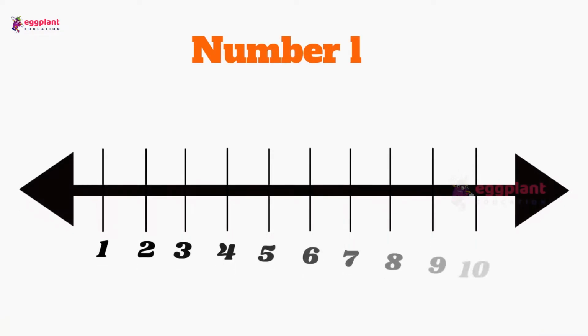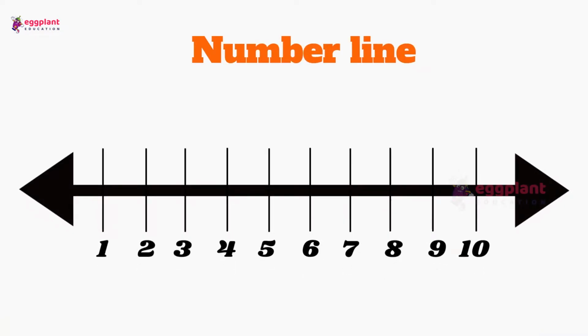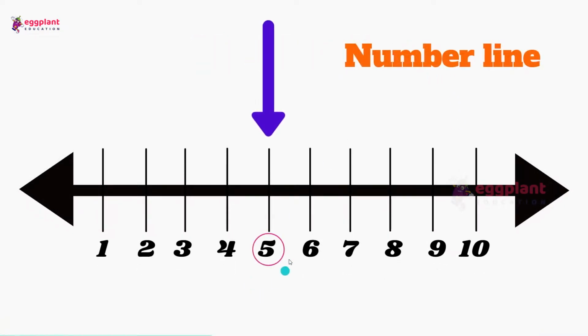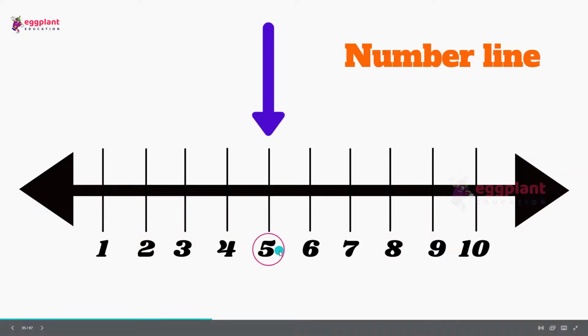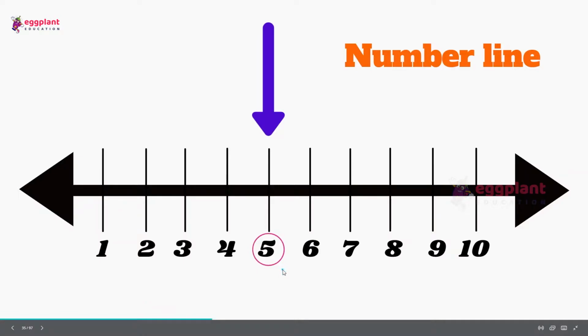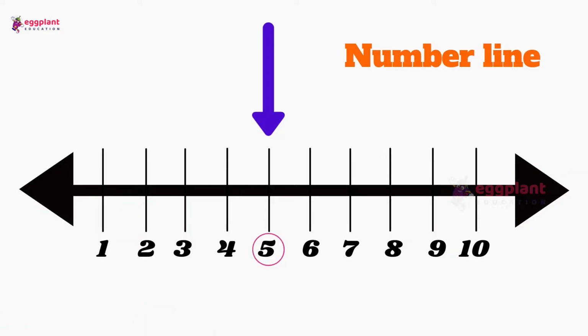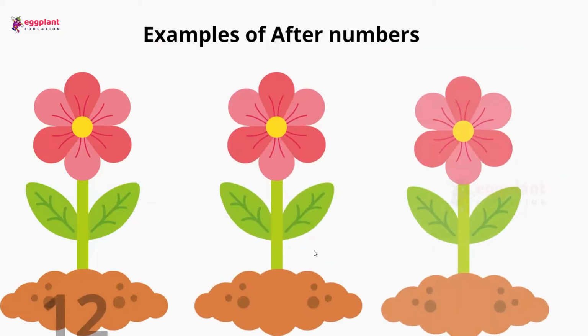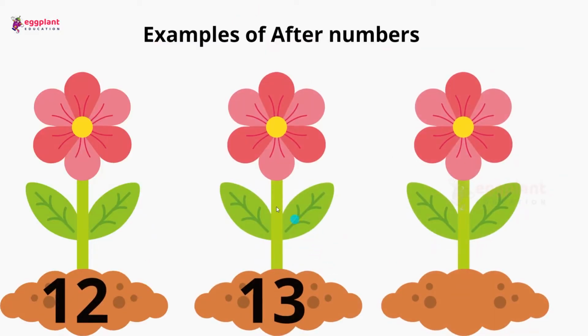We will see some more examples using the number line. Here we go. The given number is 5 here. You all can see, the given number is 5. So, you're going to tell me what number comes after 5. Look at the number line and tell me what number comes after the number 5. Any guesses? Yes, it's 6. After 5, it's 6.